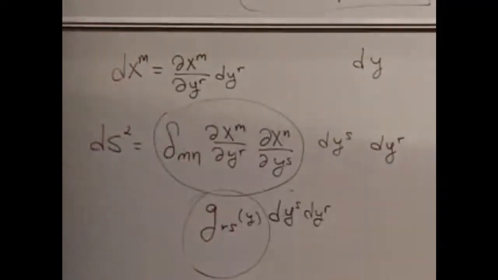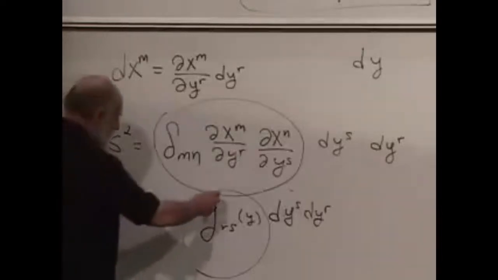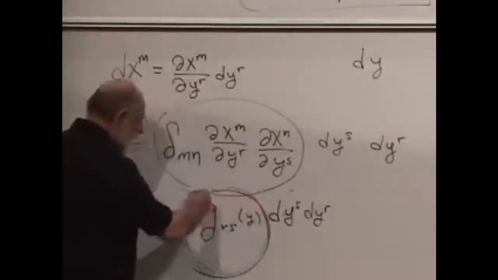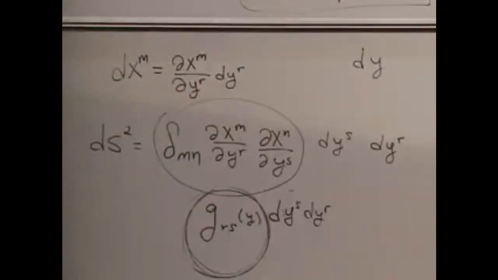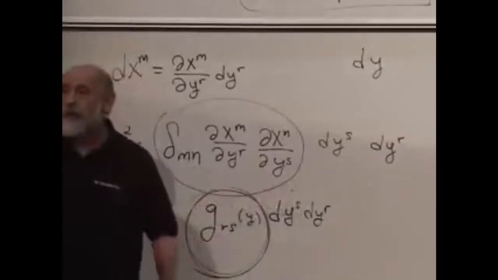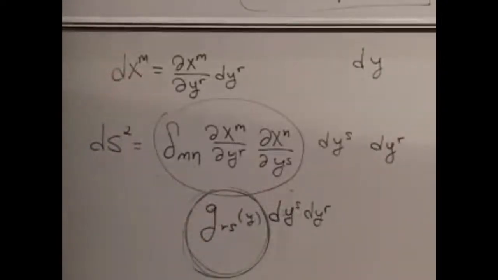This is called the metric tensor. It's a thing with 2 lower indices, 2 covariant indices, and it's quite easy to prove that it transforms. In fact, I'll prove it in a moment. It's easy to prove that it actually transforms as a covariant tensor. How can we do that?